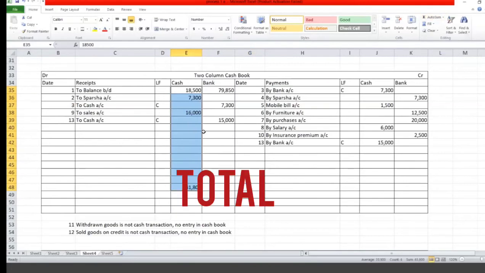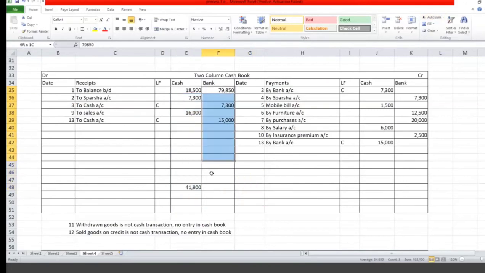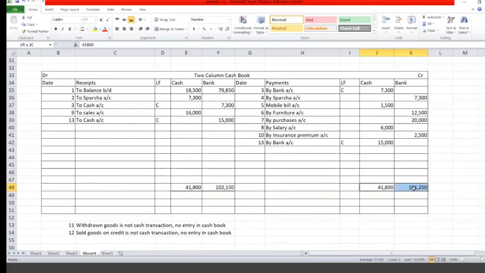41,800 and bank column 1,02,150. 41,800 and 1,01,250. Right? Now you have to balance them. So what is the less? How much amount is less? How much you can see? Credit side. What is the total and how much balance you will be getting? When you see the total, it is 29,800. Now the balance 12,000.